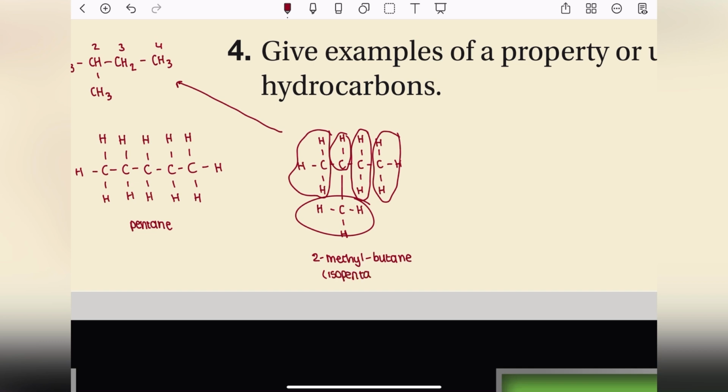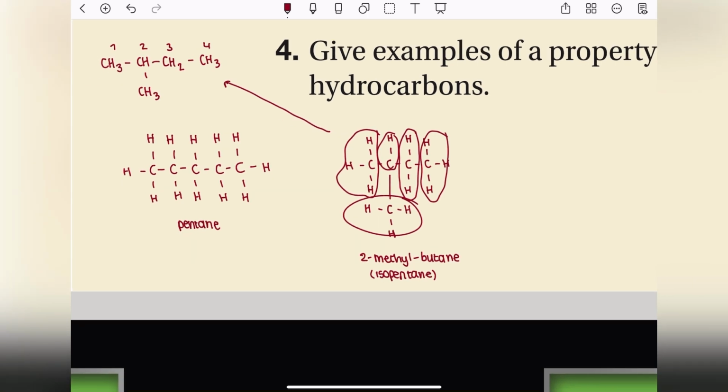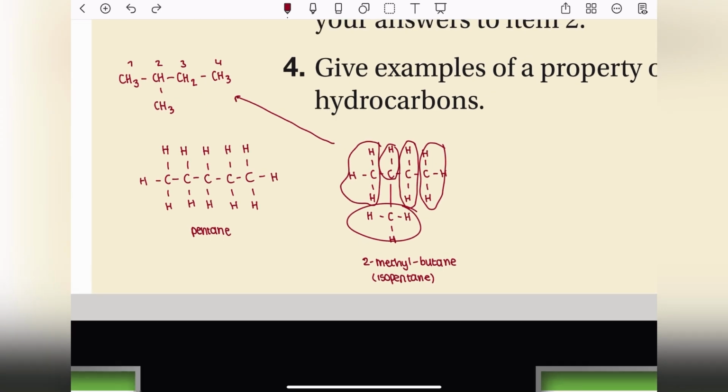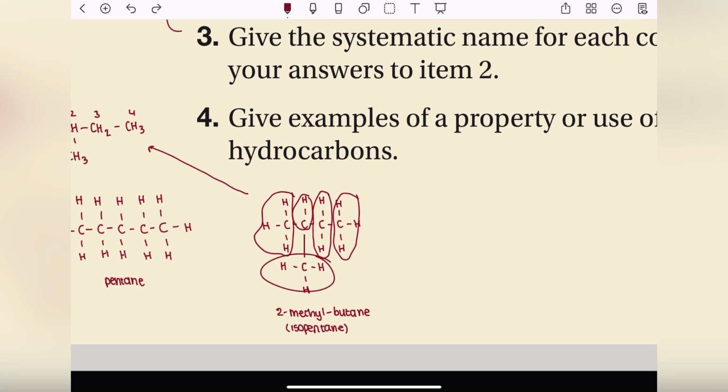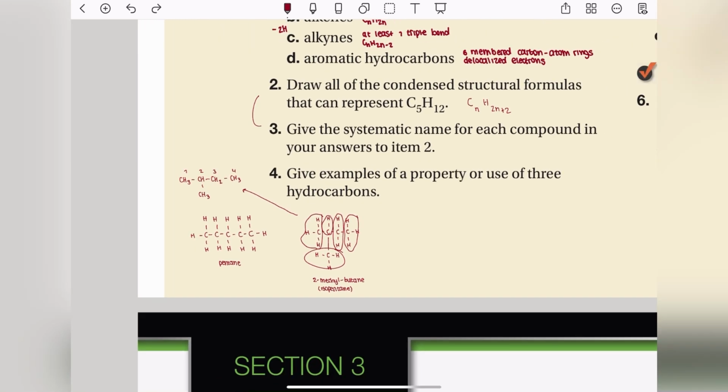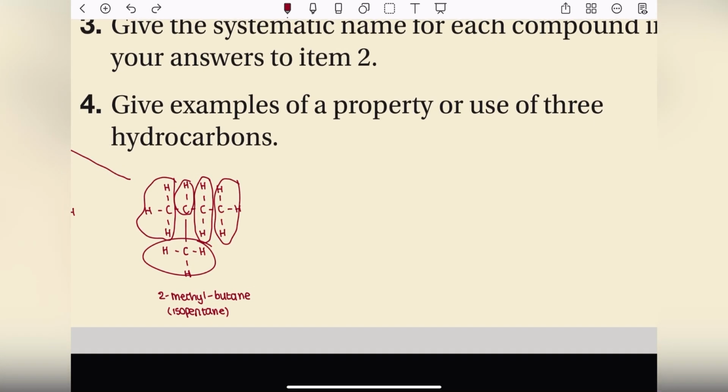Another common name for this compound is isopentane. Iso tends to stand for a common isomer of the more regular, normal compound.